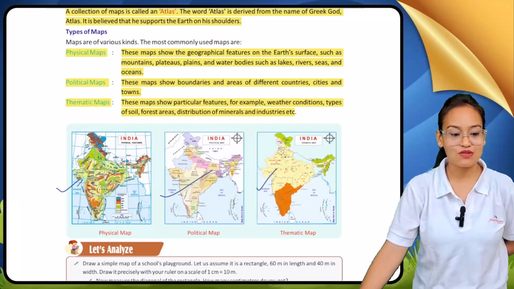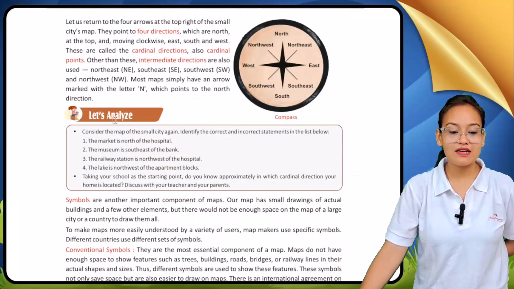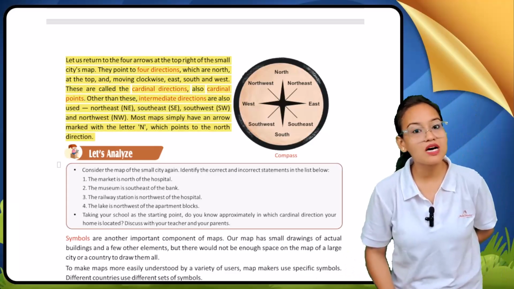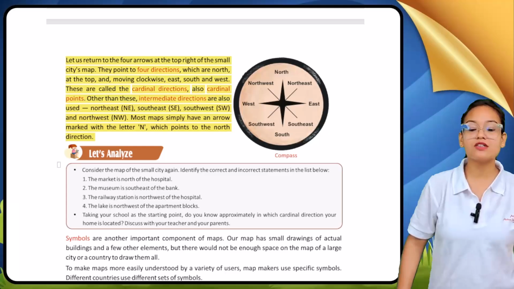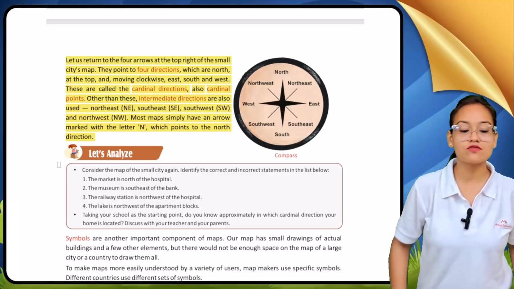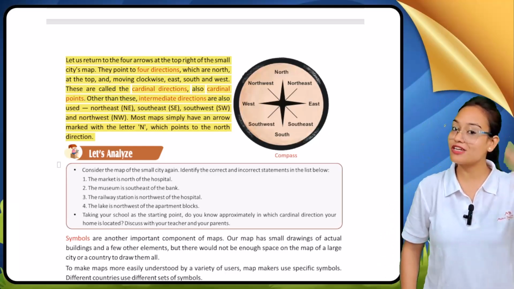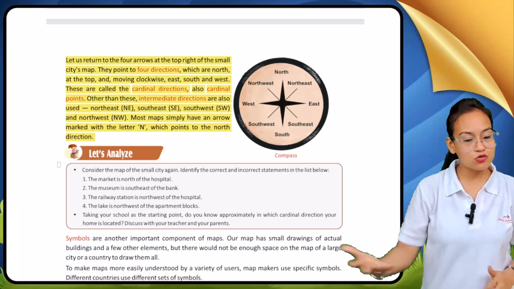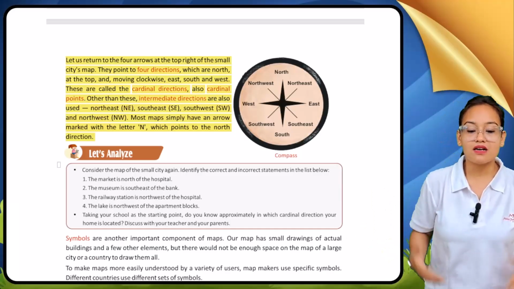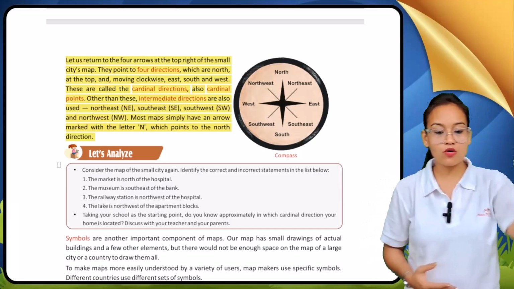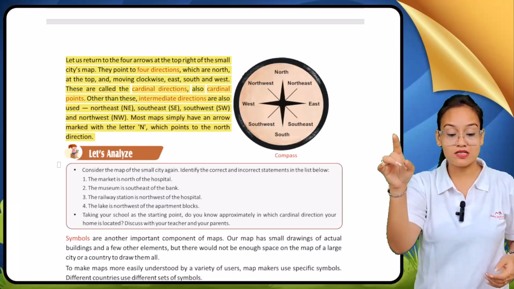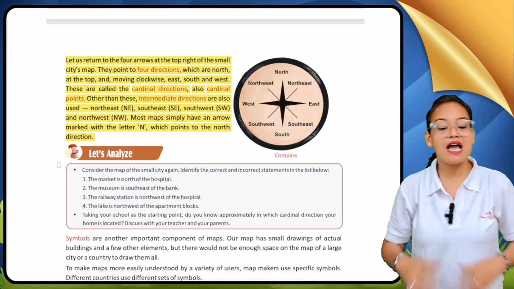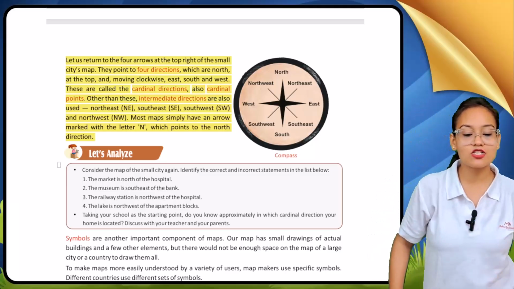Okay, now let's move further. Now we are going to see about directions. Let us return to the four arrows at the top right of the small city map. Just remember figure 1.1. Here four directions are shown. Those four directions are north, shown at the top, and moving clockwise, east, south, and west. All these are called cardinal directions or cardinal points.